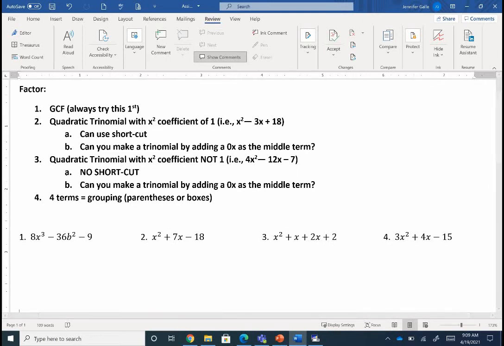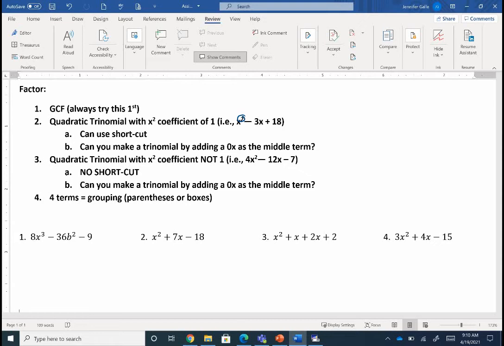Option number 1 is GCF. GCF is something you always want to try first, no matter what. After you try GCF, then you start looking for some of our other methods. Method 2, we have the quadratic trinomial, where our x squared coefficient is 1. I have an example of that in the parentheses. Quadratic, meaning highest exponent is 2. Trinomial, we talked about our tricycle having 3 wheels, so our trinomial has 3 terms.